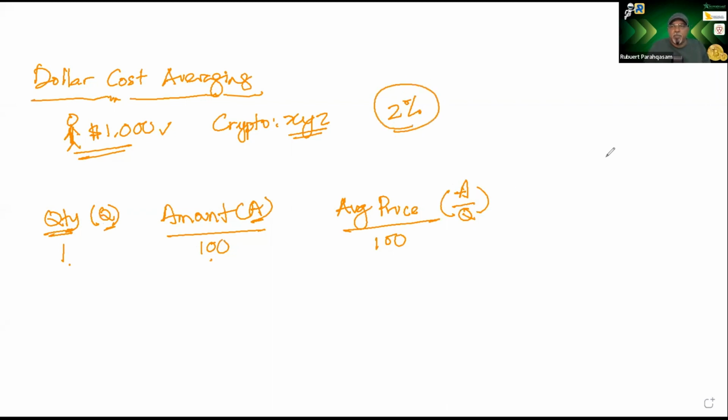You want to make 2% profit. What does that mean? When do you sell? When the price goes up. When the price goes up by 2%, that means once the price is $102, you want to sell it off. So your price to sell is 102.